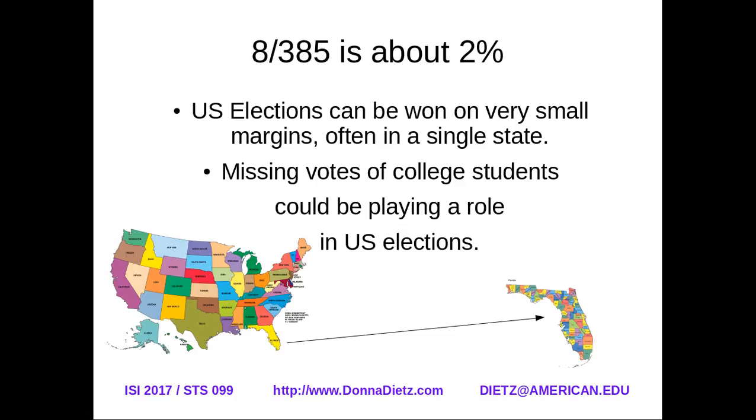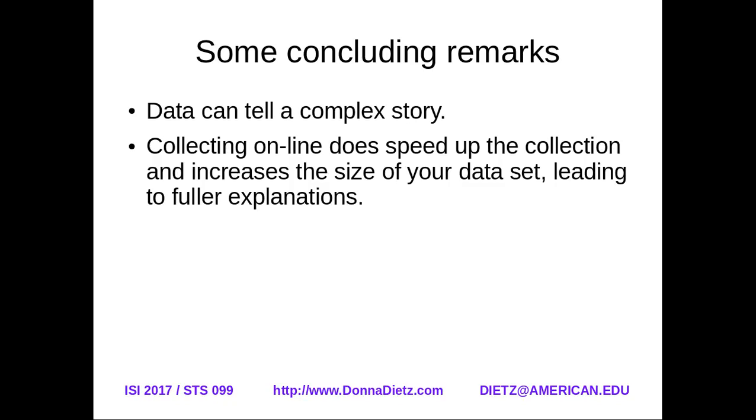U.S. elections can ride on very fine margins, often even in a single state. Missing votes from college students could be playing a role in U.S. elections. In conclusion, data can tell a complex story. Other things being equal, the larger your sample, the better your chances of capturing an accurate story. Taking the collection online increases the speed, cuts down on many of the errors, and can improve your data and your results.